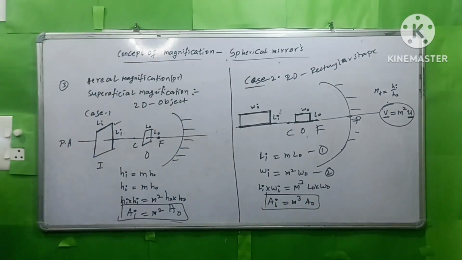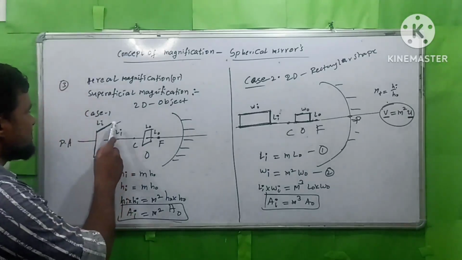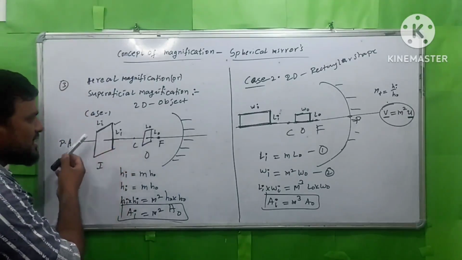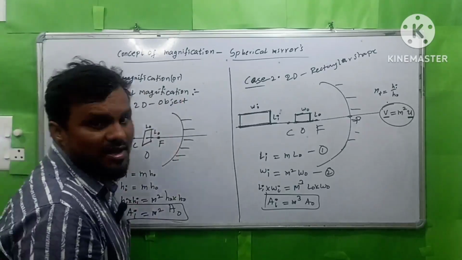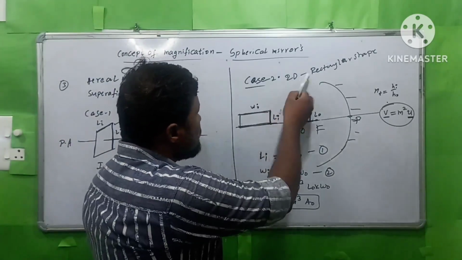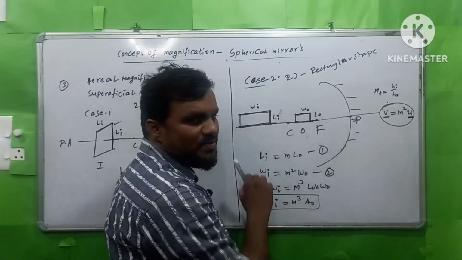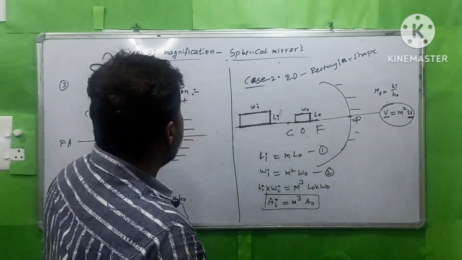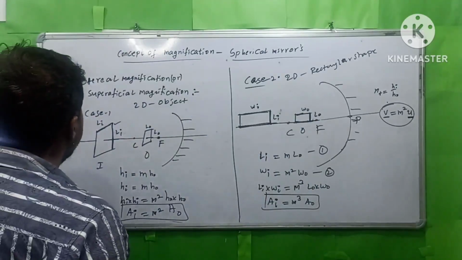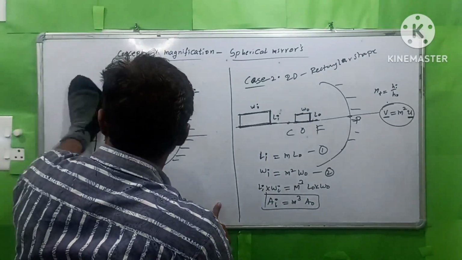Aerial or superficial magnification, two cases. Case 1, when the 2D object is kept perpendicular to the principal axis. Case 2, when the 2D object, nothing but a rectangular shape object, is kept along the principal axis. The last type we will discuss is volume magnification.